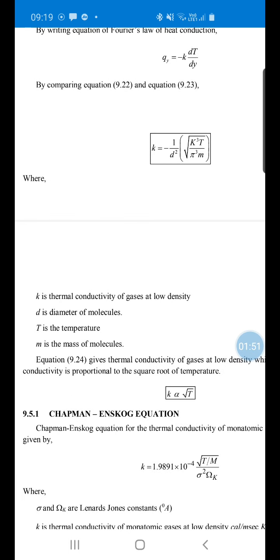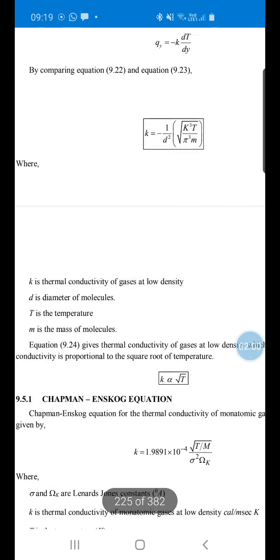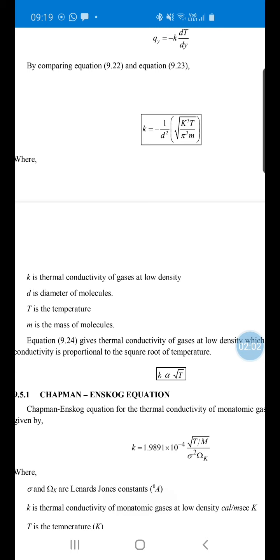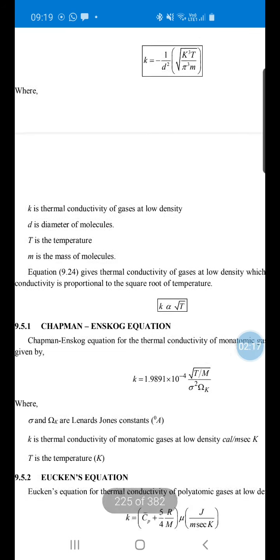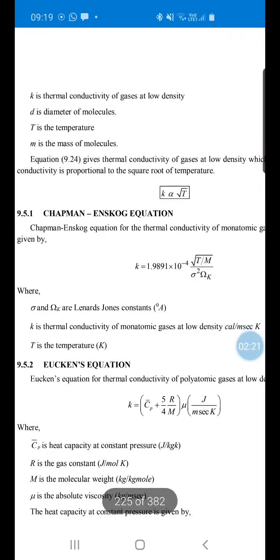So this is the equation which is used to find the thermal conductivity of low density gases. From the above equation, it is proved that thermal conductivity is proportional to the square root of temperature. So whatever we discussed earlier, that thermal conductivity of gases increases with increase in temperature, gets proved. The second equation used to find the thermal conductivity is the Chapman-Enskog equation.